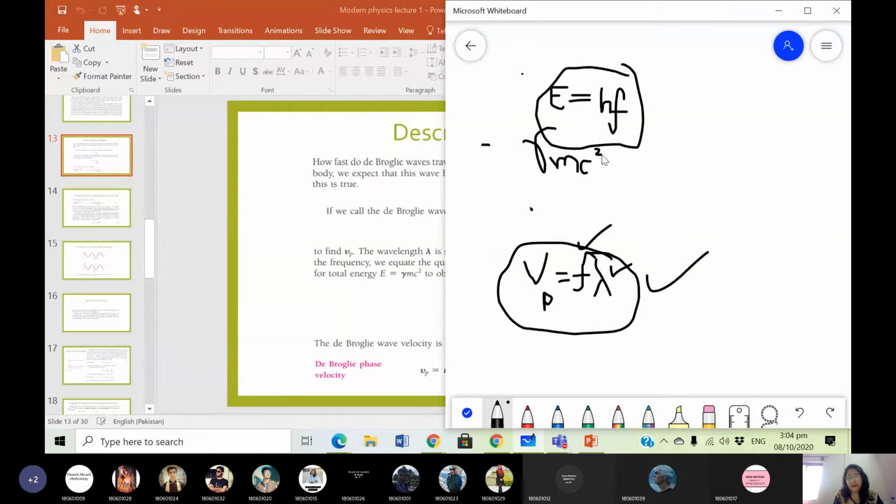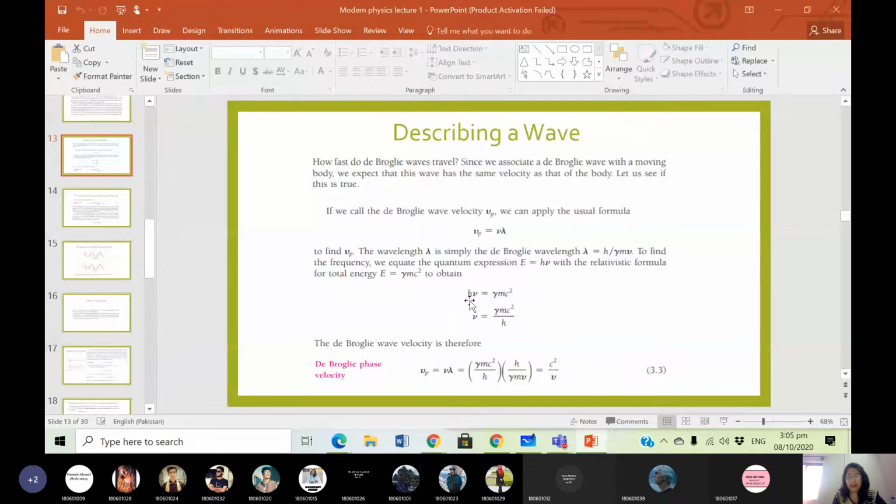Gamma mc squared is a relativistic energy. So if we make that equal to hf, can we rearrange this formula and say that hf is equal to gamma mc squared? So the frequency will be gamma mc squared over h. Can we say that?